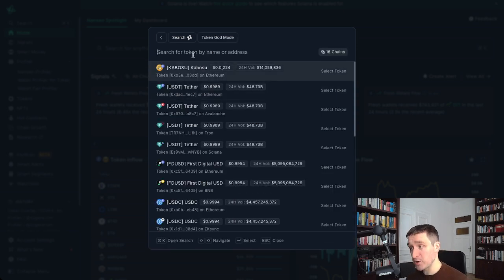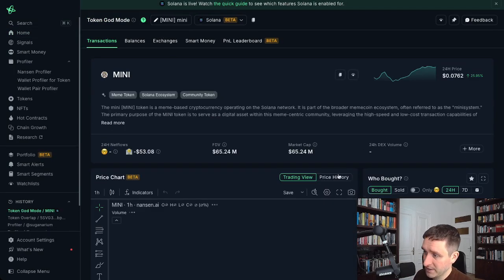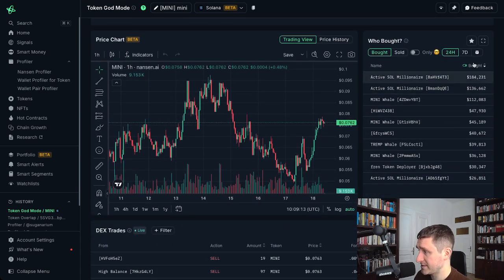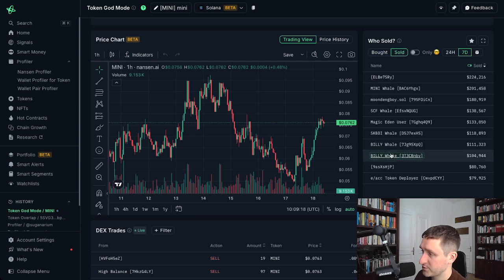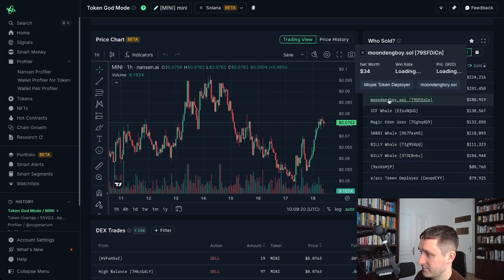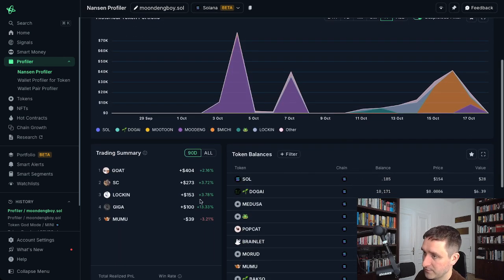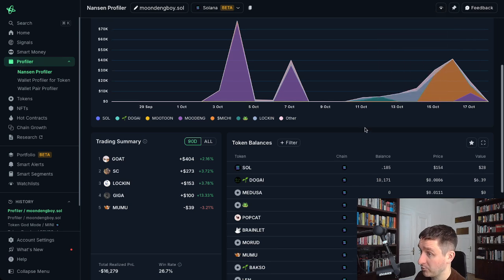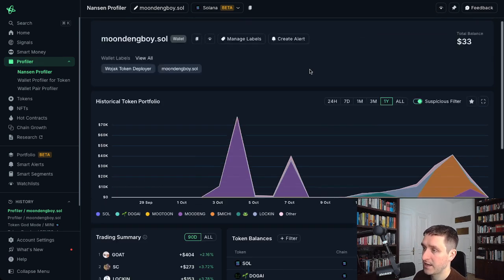So that's very interesting. You can also look for smaller tokens. Say we can look for mini and see the particular token. Well, it's not that small, $65 million market cap. But again, you can see who's buying, who bought recently, who sold. That's also pretty interesting. Also who's selling. For example, you have big selling here, Mundeng Boy. So you can see what's happening and how someone is taking profits. Generally speaking, a lot of on-chain data in a form that makes sense.